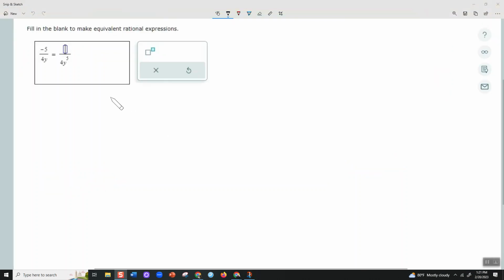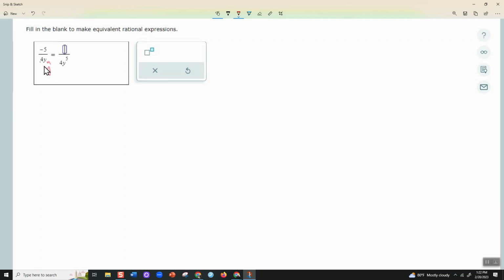All right, on this problem, they're telling us what our change in denominator is. So if you look at what's happening here, I'm going from 4y to 4y to the 5th. Well, what did I multiply by? I must have multiplied by y to the 4th, because that would make it 4y to the 5th. So that means I just have to do the same thing on top, multiply by y to the 4th. So you can see I'll end up with negative 5 times y to the 4th.